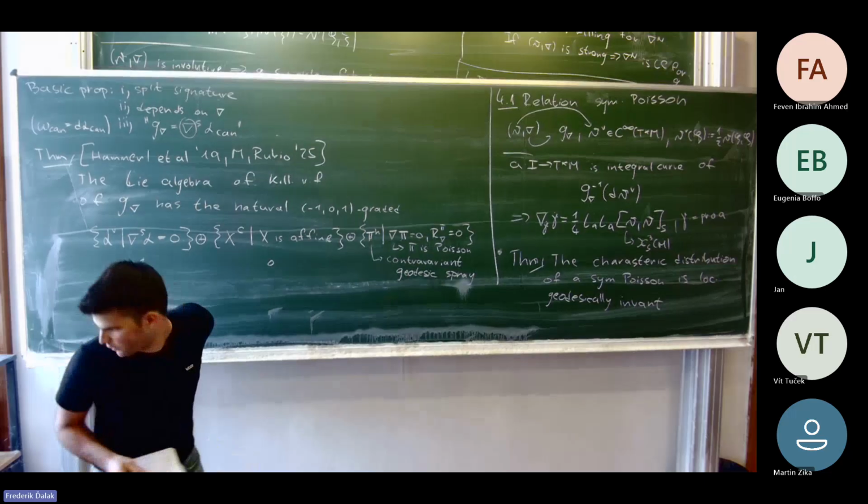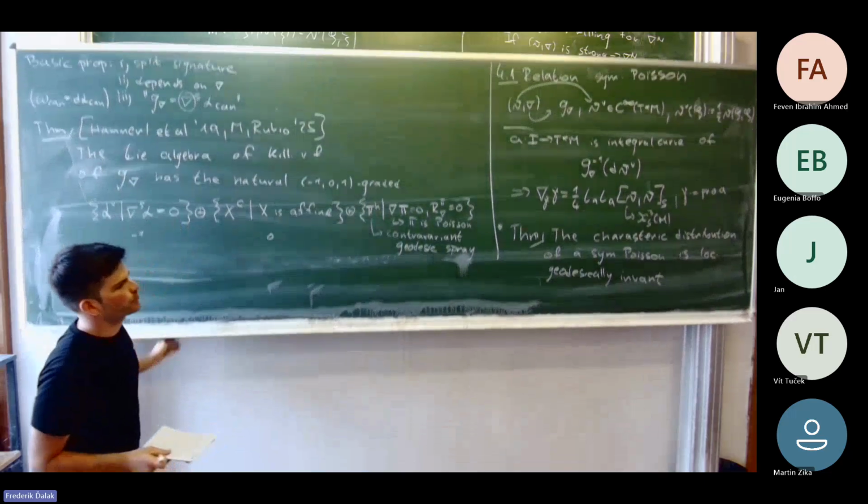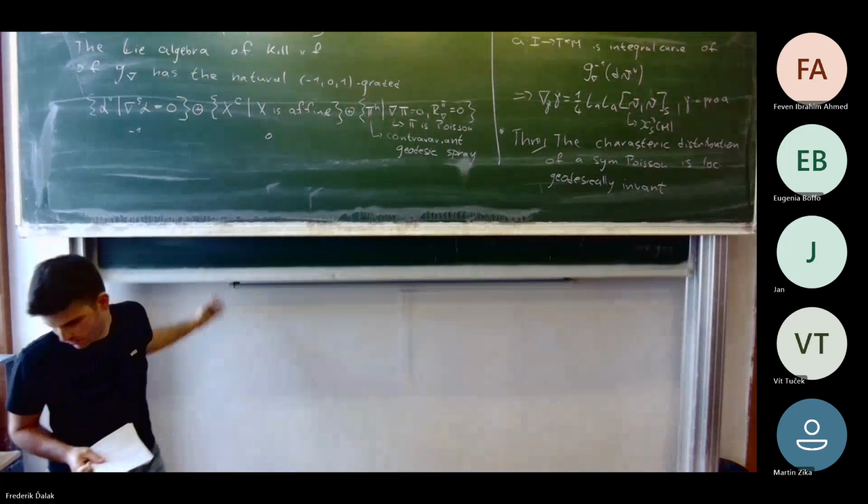Okay, that's not all because we have always the characteristic metric, right? And so what can we say about the characteristic metric? About the distribution?